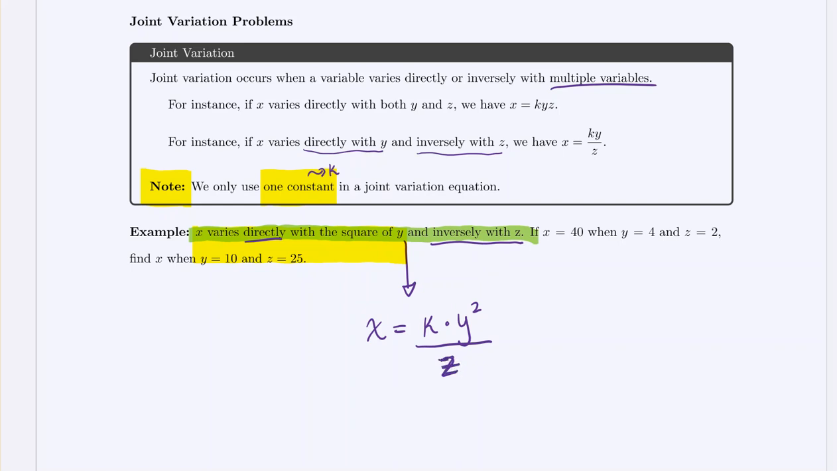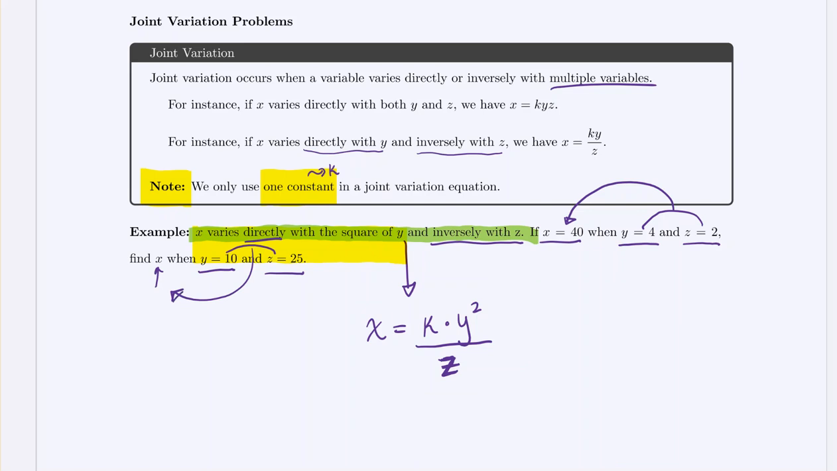So we've translated our word description into a joint variation equation, and then we're told x is 40 when the input of y was 4 and the input of z was 2, so these taken together, along with our equation, would give us an x value of 40. Then we're asked to find the new value of x when y is 10 and z is 25.